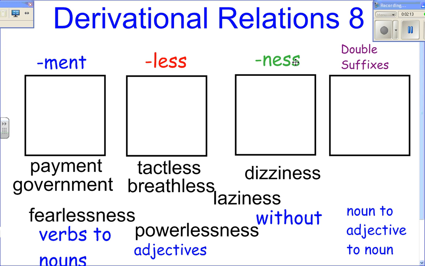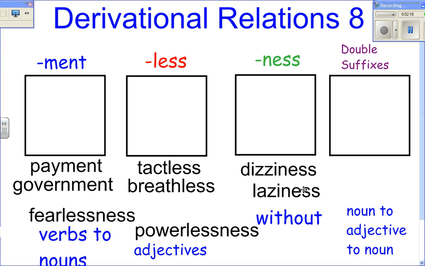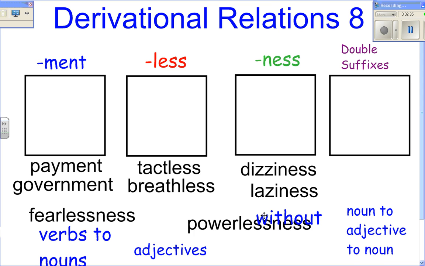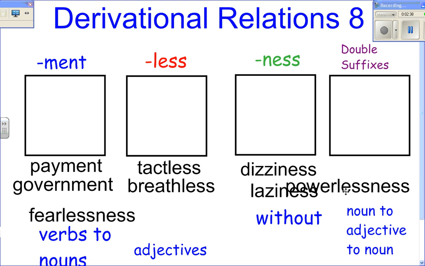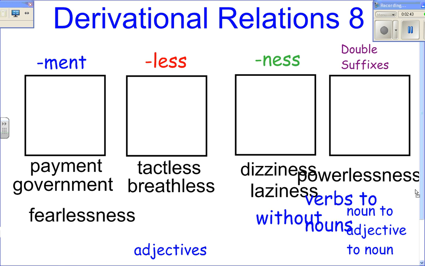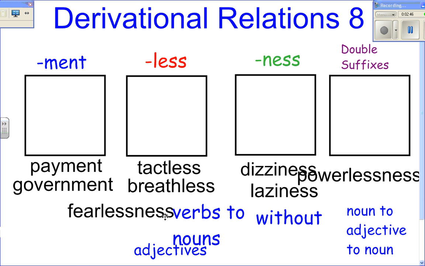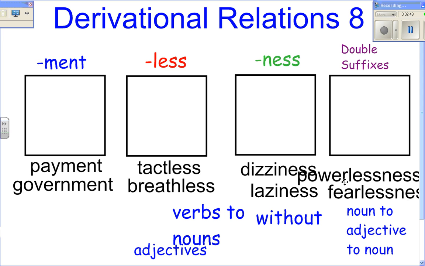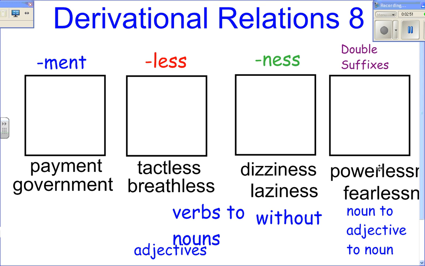And NESS, we have words like dizziness and laziness. Both of these words had to drop a Y to add the suffix. So dizzy has a Y, but then added an I in the NESS. Same as laziness. And then our last 2 words, which look super long, it may not fit on our page, are powerlessness and fearlessness. Ooh, grabbed the wrong word. Fearlessness. I'm going to put these off the page so that we can see all of our words.